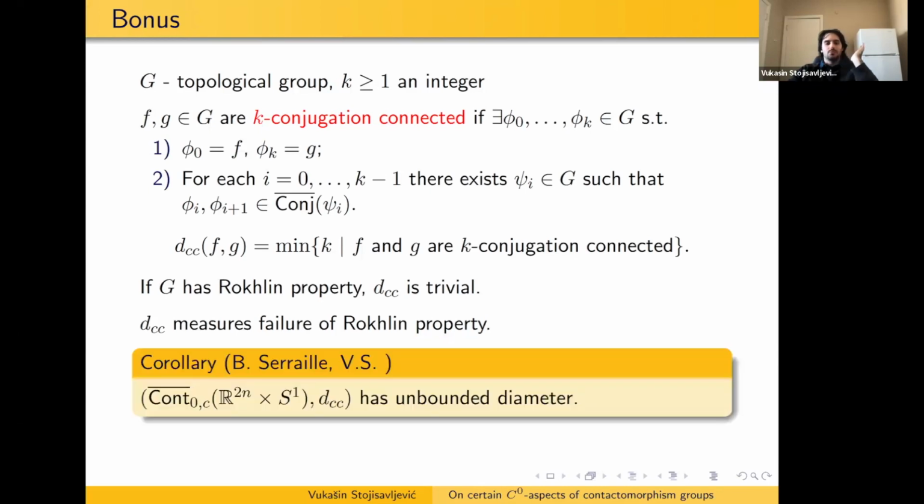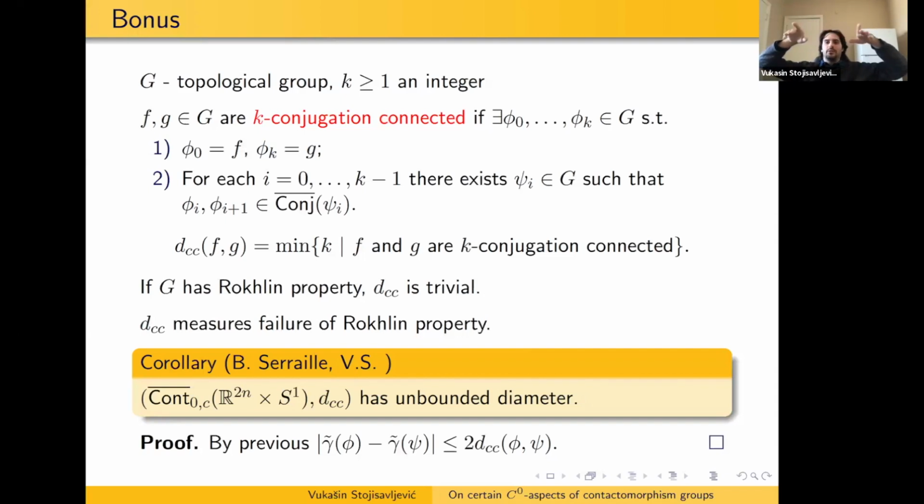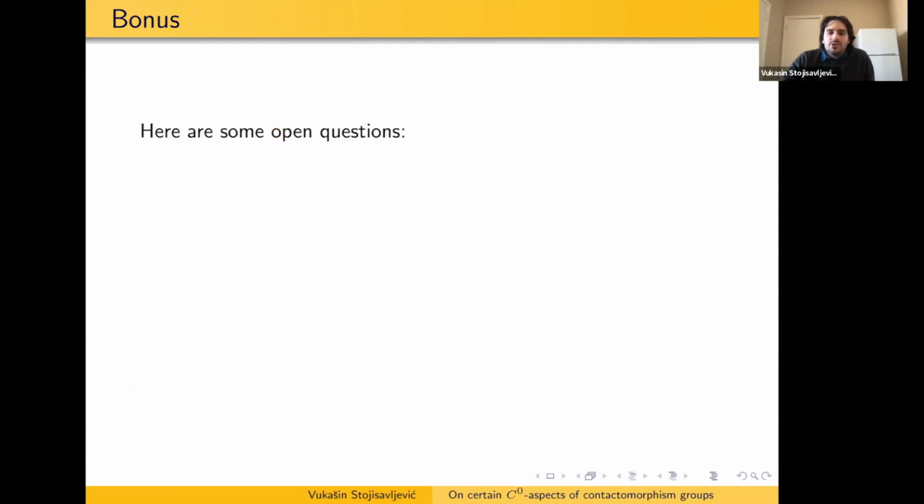And okay, so we show that this has unbounded diameter. And this is actually very simple again, because by everything I've said, if you have these bridges, then you apply on every conjugacy class the result for gamma, and you see this. Okay. So that's one thing. And for the last bonus slide, I'm going to give some open questions.